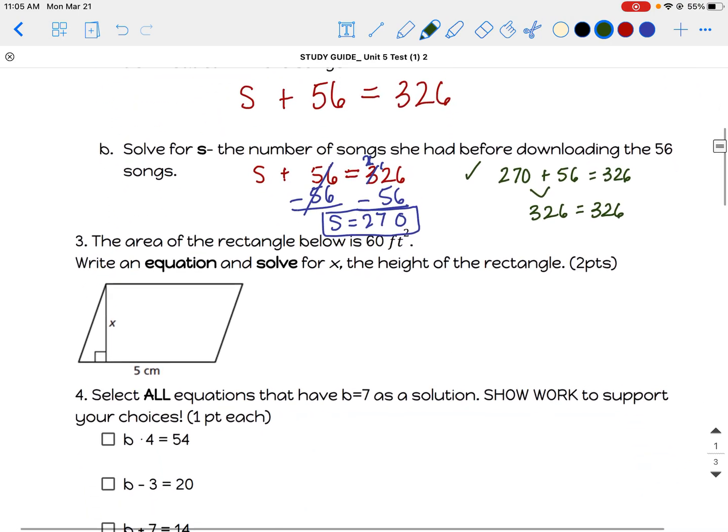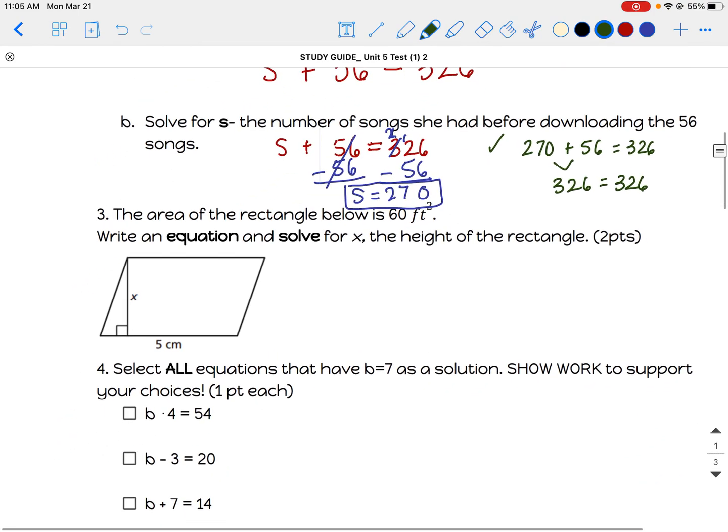Now number 3, we're going to find the area of the rectangle below. We know that rectangle is 60 feet. I'm going to change it to centimeters squared since the other part says centimeters. And we're going to write an equation and solve for X, the height of the rectangle. So first we have to know a little bit something about area. Now area of a parallelogram is base times height, right? So do we know any of those parts?